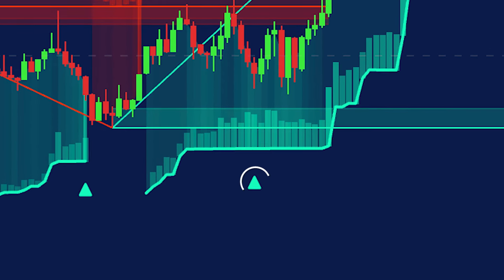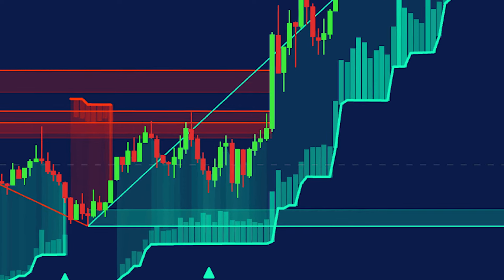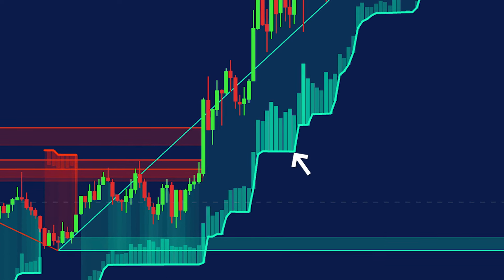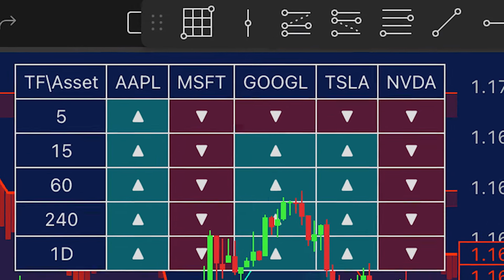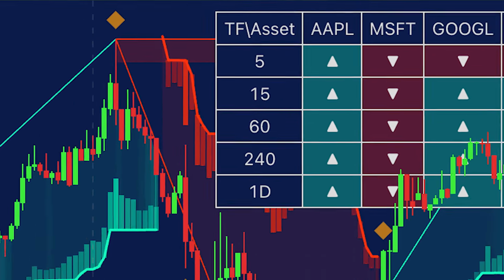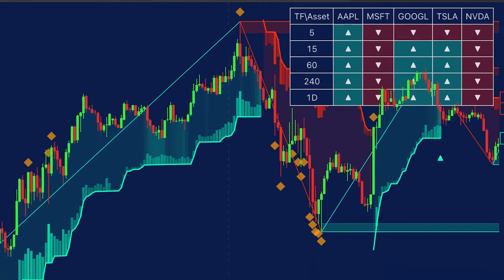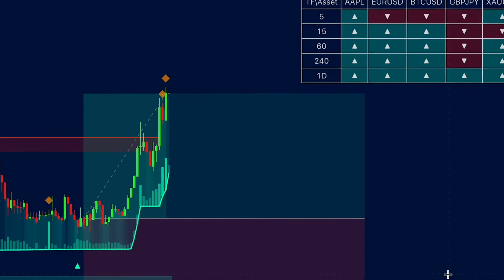Third, you see the retracement arrows that appear when price pulls back to the Supertrend level without breaking it. These mark perfect continuation entries where risk-reward is optimal. But the most powerful feature is the multi-asset trend table on the right that shows you trend direction across 5 different markets and 5 different timeframes. This gives you instant confluence confirmation without cluttering your chart with multiple indicators. It's like having a complete trading room condensed into one clean, powerful tool.